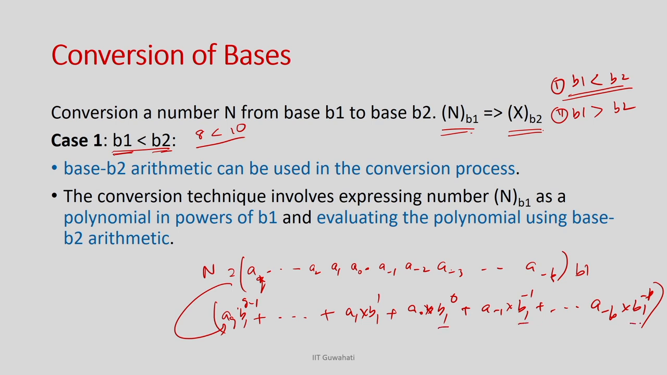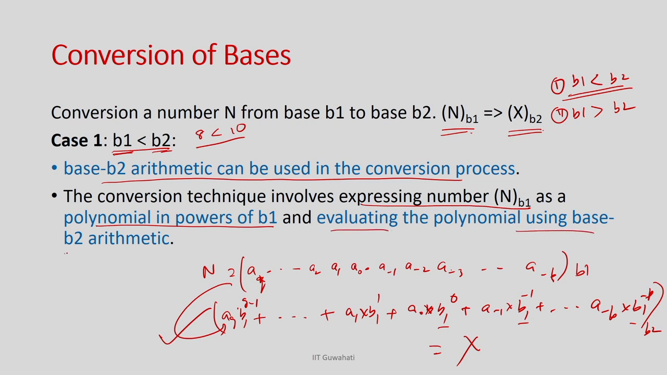And then because I have to convert this into base 2, I will just evaluate this equation in base 2, right. Whatever value I get, that is the x. This is the basic idea. It says that base 2 arithmetic can be used here. So, I will express the number in base B1 as a polynomial in powers of B1, and then evaluate this using base 2 arithmetic. This is how I can solve it.